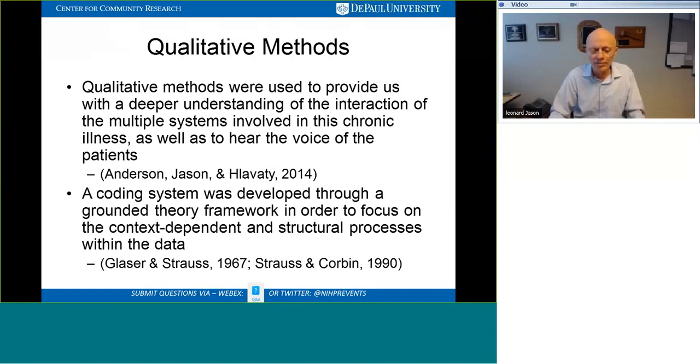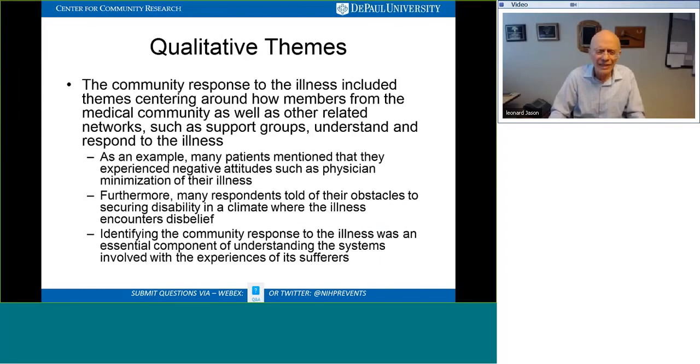A coding system was developed through a grounded theory framework in order to focus on the context-dependent and structural processes within the data. So, qualitative themes: the community response to the illness included these types of things from the medical community as well as related networks, such as support groups. For example, many patients mentioned that they experienced negative attitudes, such as physician minimization of their illness. Furthermore, many respondents told of their obstacles to securing disability in a climate where the illness encounters disbelief. Also, identifying the community response to the illness was an essential component of understanding the systems involved with the experiences of its sufferers.